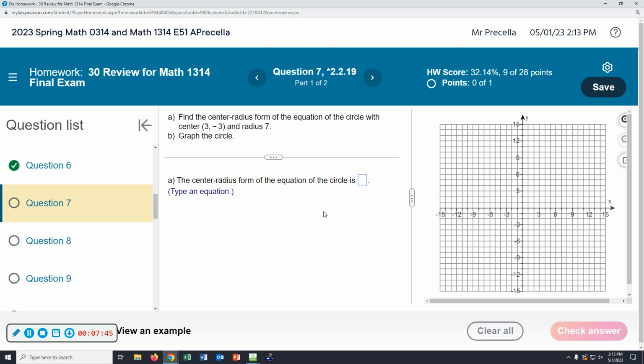Okay, number 7. Find the center radius form of the equation of a circle with center at 3, negative 3, and radius 7. So, number 7. It's a circle. I'm just writing down the important information. Centered at 3, negative 3, and radius of 7.